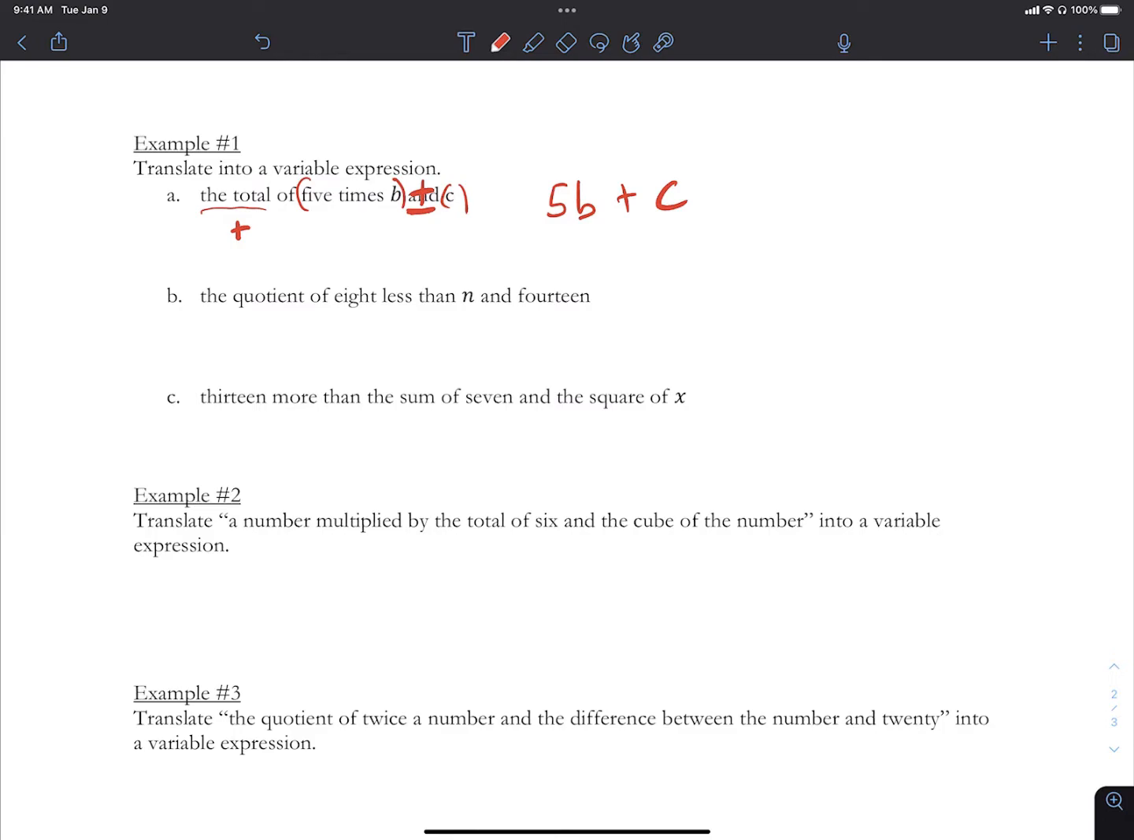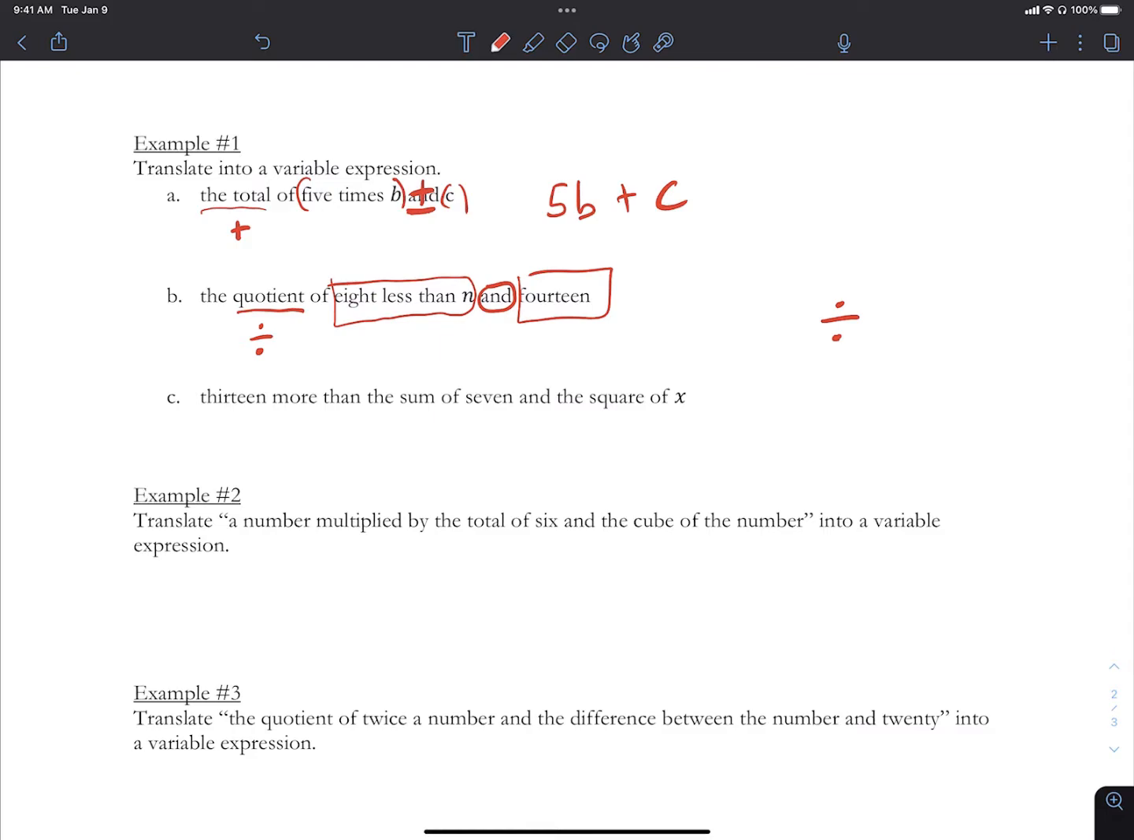So part B says the quotient. With this word, I should be thinking division. So I'm looking for that word and, which shows me the two things I'm dividing. If I wanted to write it symbolically, I could write a division sign. What I'm dividing is 8 less than n and 14. Those are the two things that I'm dividing.